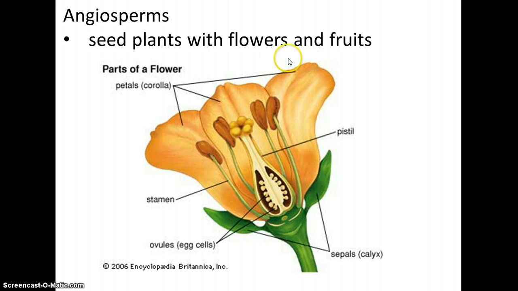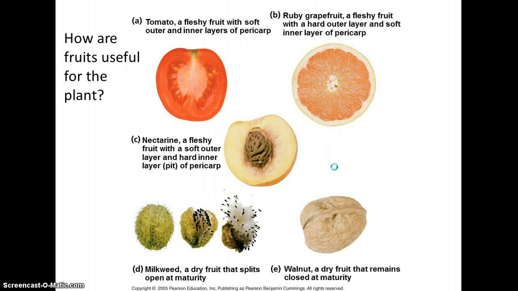But the basic parts here, the flower, of course, you have the petals, then you have the stamens, which are the male parts, the pistil, which is the female part, and each of these little things in here is one of those ovules, which will develop into seeds after fertilization. The sepals, which are leaf-like structures that cover the flower when it's in bud. And in addition to the flower, also the fruit.